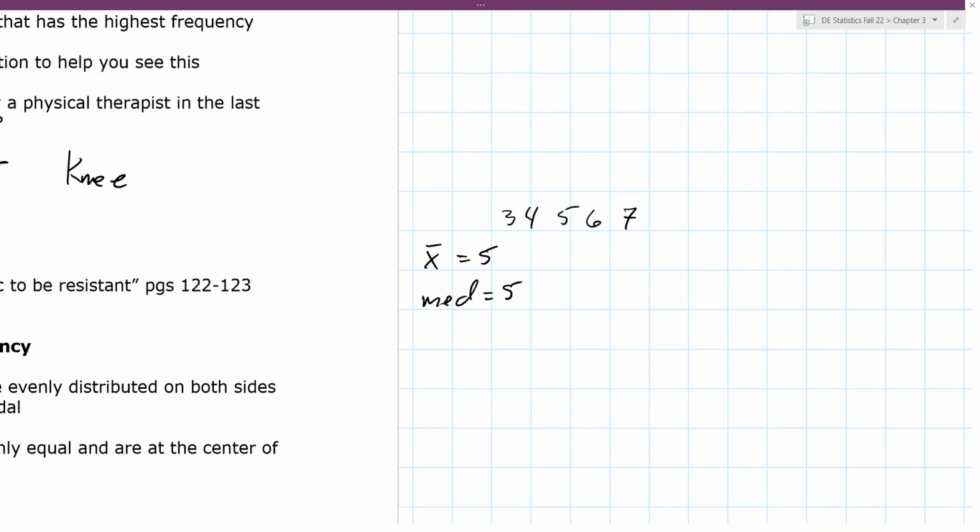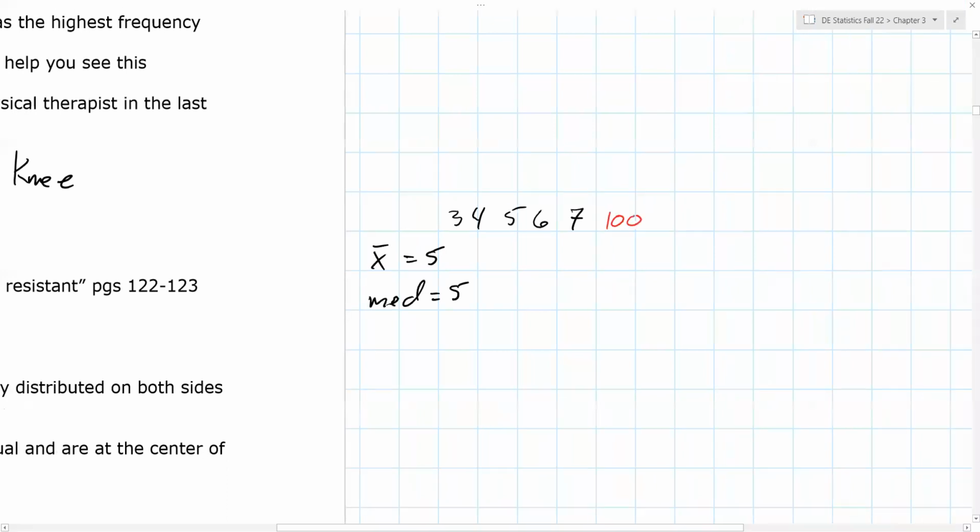Now, let's go one step further. Now I'm going to add in an additional data point, and this additional data point is going to be what's called an outlier. It's going to be extremely far away from all of the other points currently listed. Let's say I'm going to add the data point 100. It was supposed to be 10, but I typed it in incorrectly. I typed it in as 100.